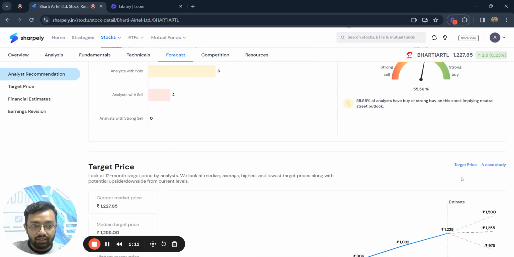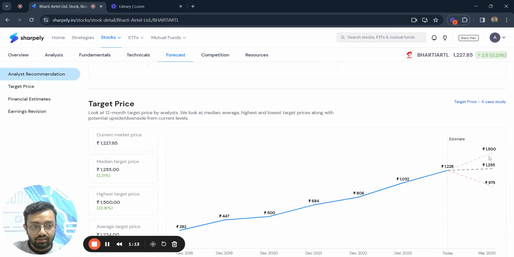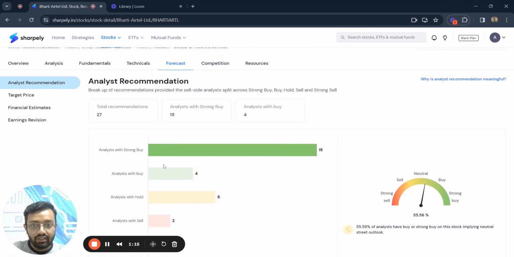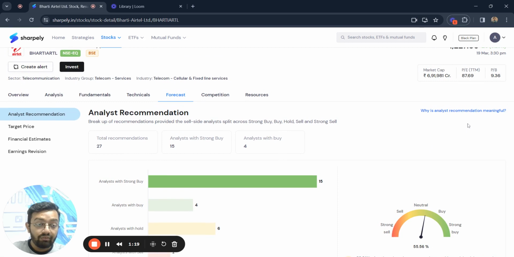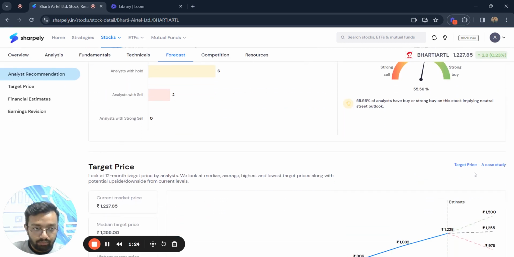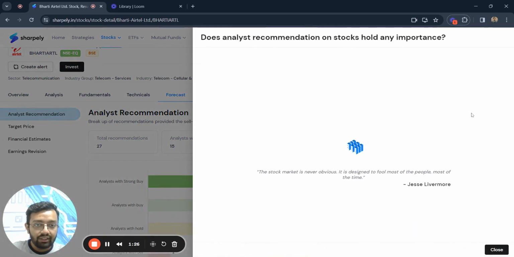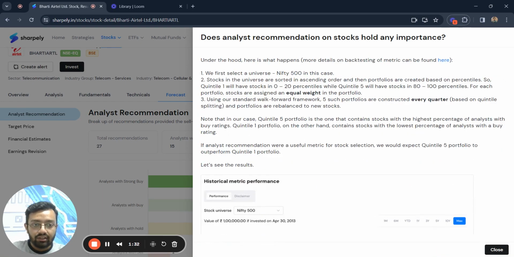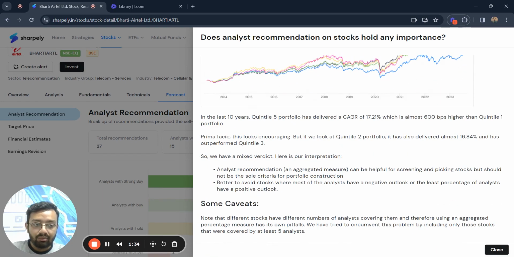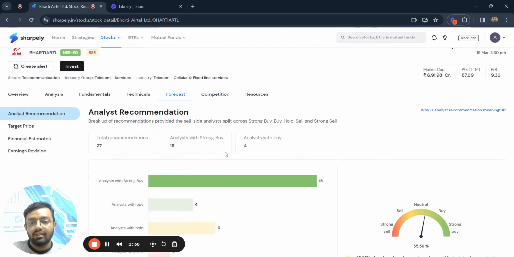Now, is a higher target price useful, or is a higher analyst strong buy rating useful or not? We have written a very detailed article on each of these topics. You simply need to click here and you will be able to read the same. Just a second, it will take a second to load. Yeah, here it is. We recommend you read these articles.